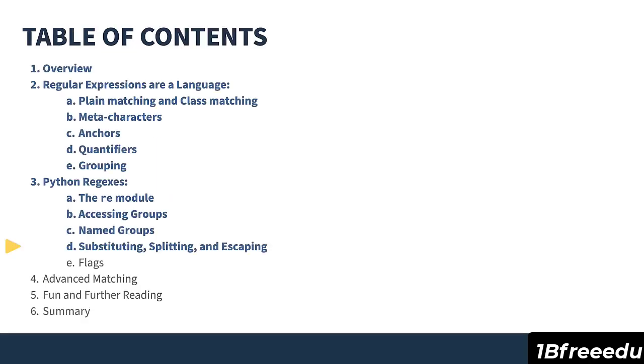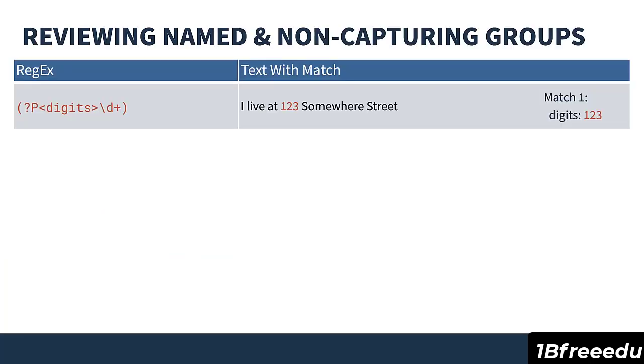In the previous lesson, I showed you how to name your groups. In this lesson, I'll show you even more methods of the RE module, including substitution, splitting, and escaping. First, a quick review of named groups and non-capturing groups. The regular expression on the left is a named group. (?P indicates a naming, with the angle brackets surrounding what you're going to name it. So the expression on the left is called digits and is looking for \d+ as its matching criteria.